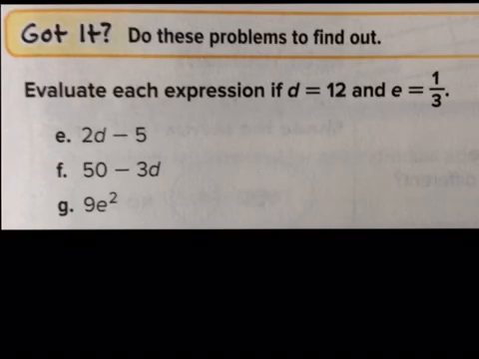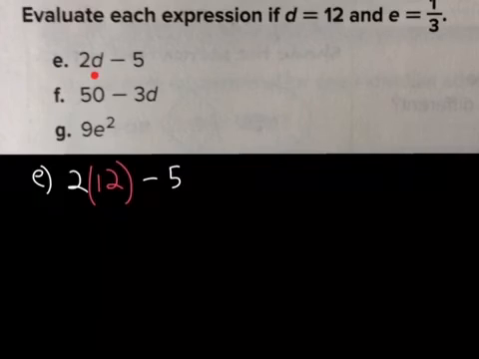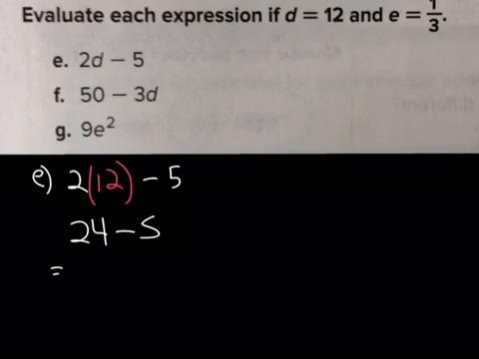Okay, if you're feeling confident, please try these 3 on your own. Make sure that you show your steps, you show your work, okay? Pause the video now. Okay, for E, I have to replace D with 12. So I'll go ahead and now I do PEMDAS, multiplication before subtraction. So 2 times 12 is 24, minus 5 equals 19.